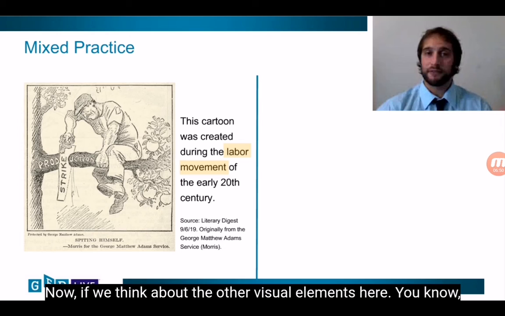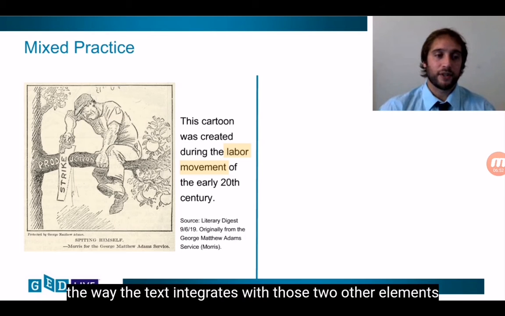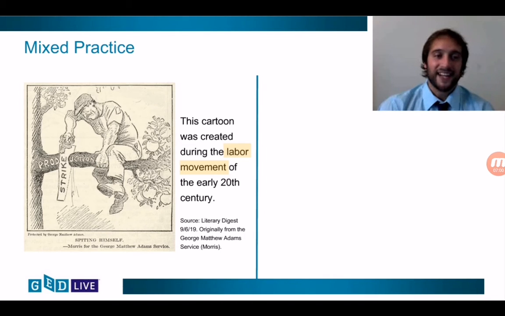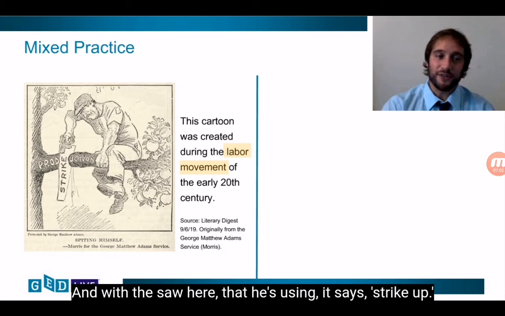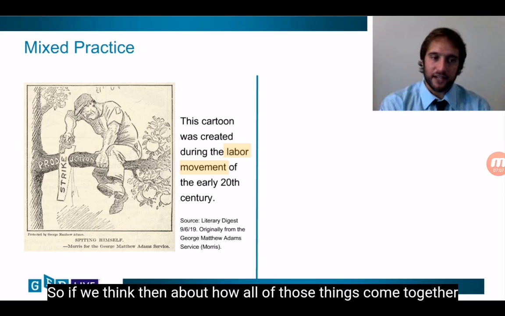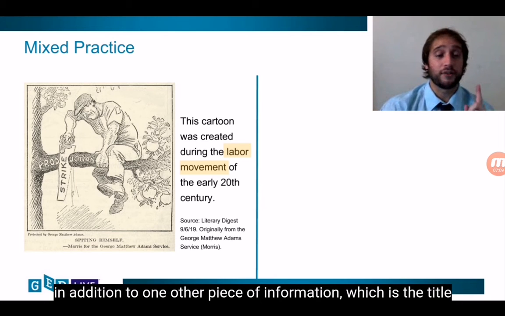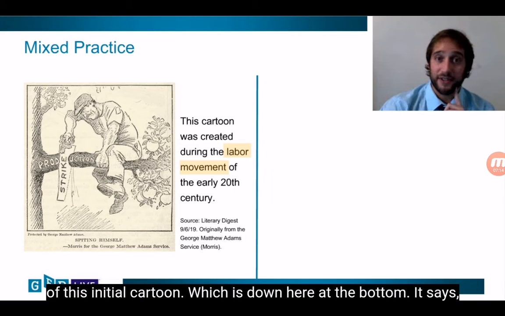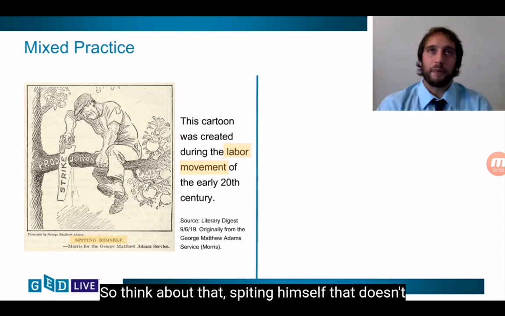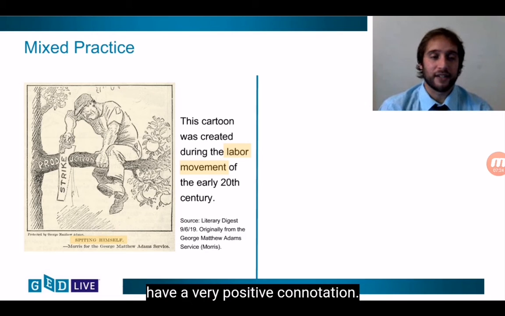Now, if we think about the other visual elements here, the way the text integrates with those two other elements is really awesome. Because on the tree limb, it says production. And with the saw that he's using, it says strike on. So if we think about how all of those things come together, in addition to one other piece of information, which is the title of this cartoon, down here at the bottom, it says Spiting himself. That doesn't have a very positive connotation.